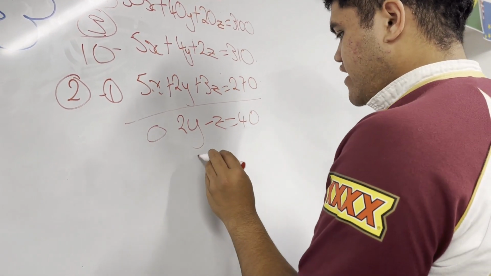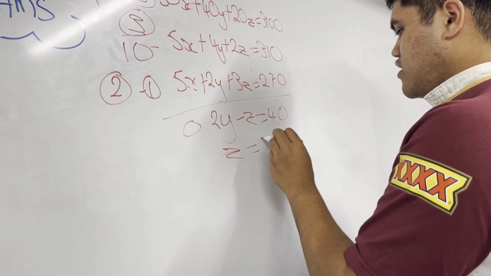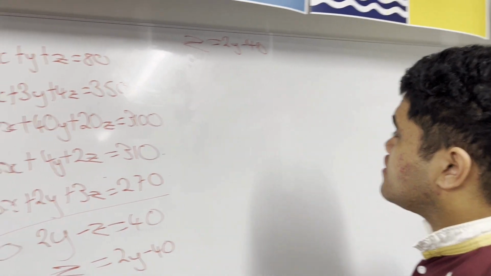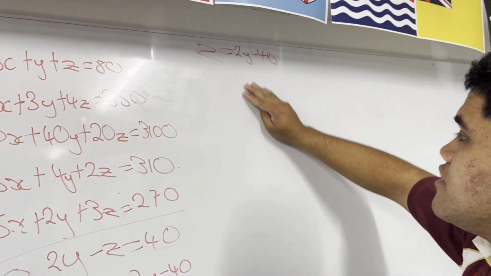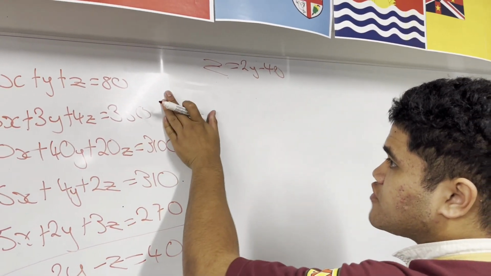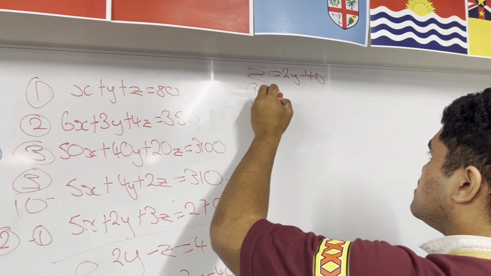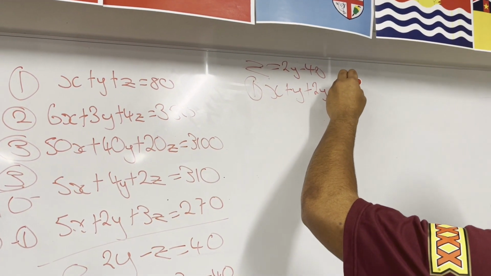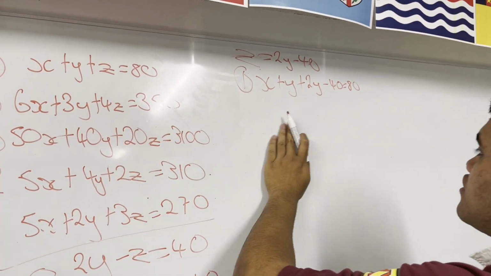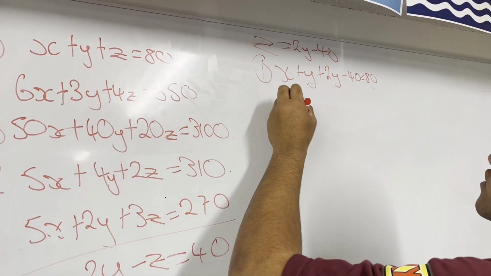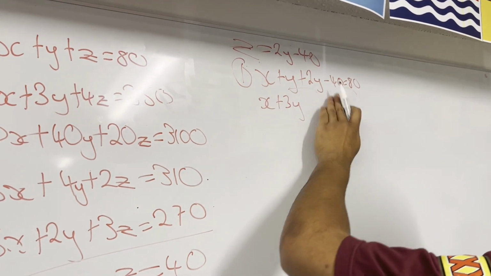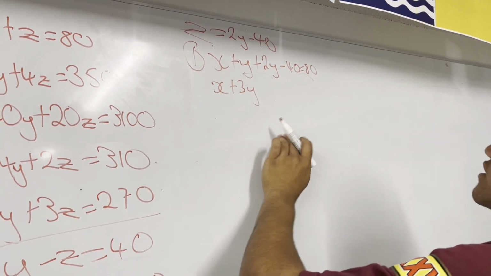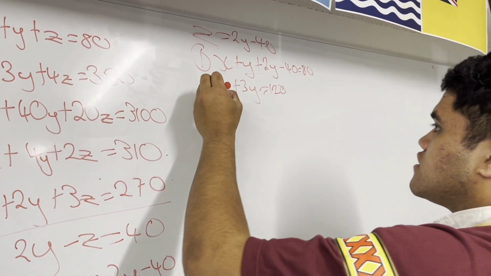Rearranging this equation to find z, z equals 2y minus 40. So now we have the first half of the equation to find z, with 2y minus 40. Now we're going to substitute z into our first three equations. So for equation 1, x plus y plus z, substituting z gives us x plus y plus 2y minus 40 equals 80. And we're going to simplify this. So x plus 3y minus 40, you want to get rid of that to the other side. You add 40 on that side, add 40 on that side, equals 120. That gives us our equation 1.